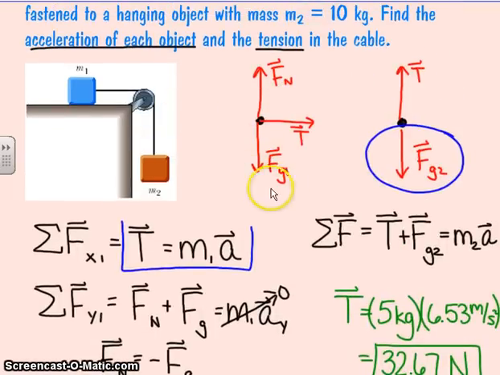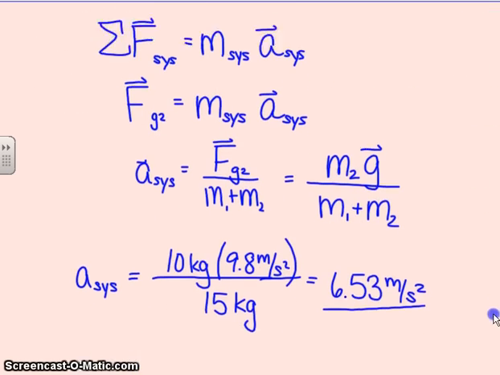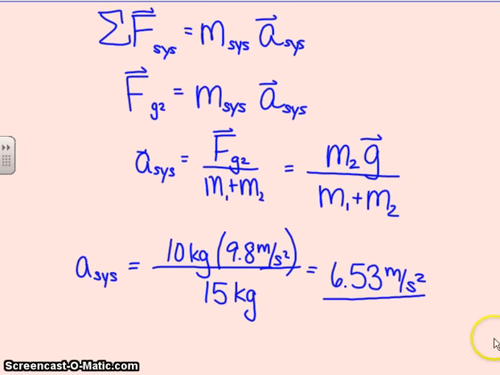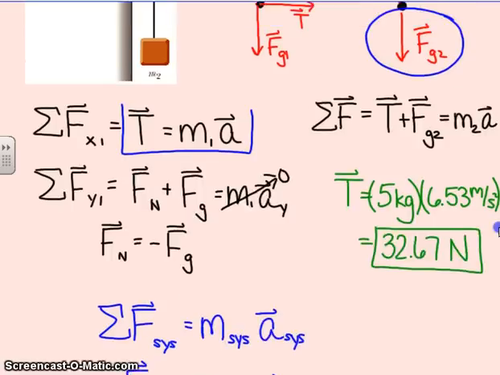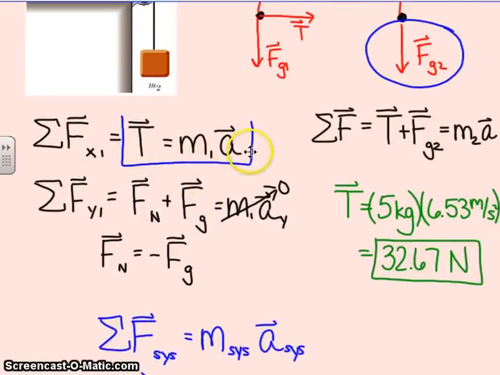Fg1 technically isn't within our system, but it doesn't cause an acceleration. Same thing with normal force. Fg2 is our only force that causes an acceleration of the whole system that is an external force. So I used that to calculate acceleration, and then I went back up to my net force equations and used the easiest one to find tension.